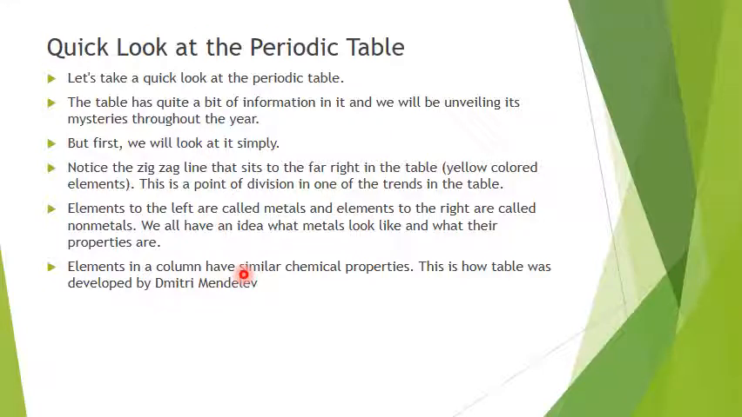So remember this. This is one of the key things about our periodic table: elements in the same column have similar chemical properties. So columns are also known as groups, and rows are known as periods.